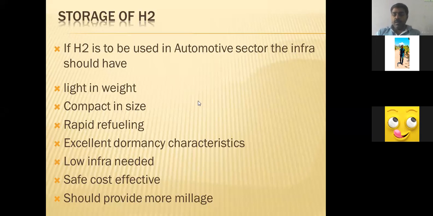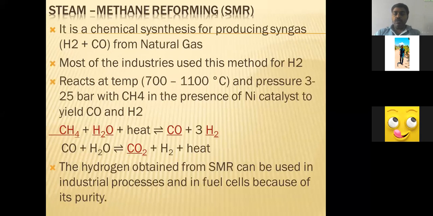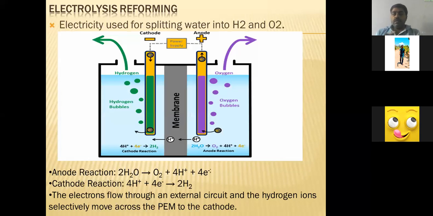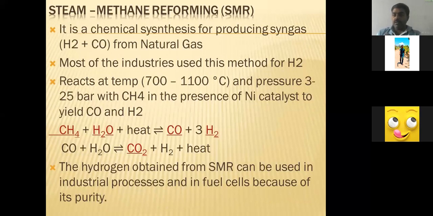In the last sessions, we discussed hydrogen production, because the electrolysis process is one method we used, and the methane reforming method is the second method we used for the production of hydrogen. Why I'm discussing this is that it is going to be very similar to your fuel cells, the other topic we are going to discuss today. The electrolysis process is one method, and the second is steam methane reforming, where we use some chemical reactions.